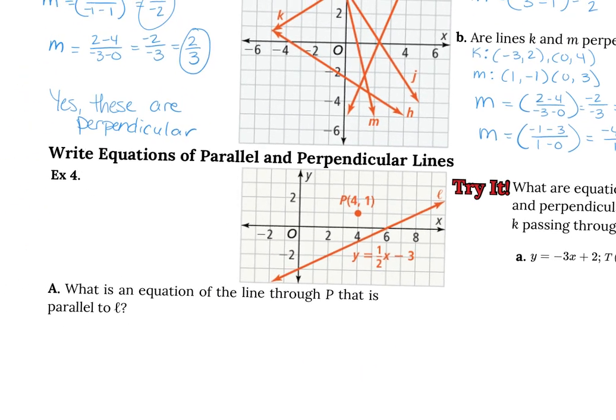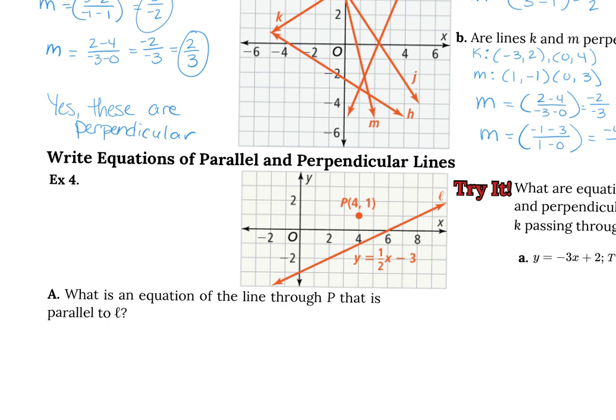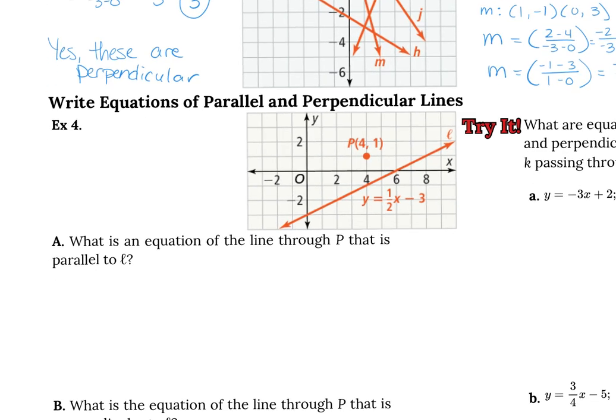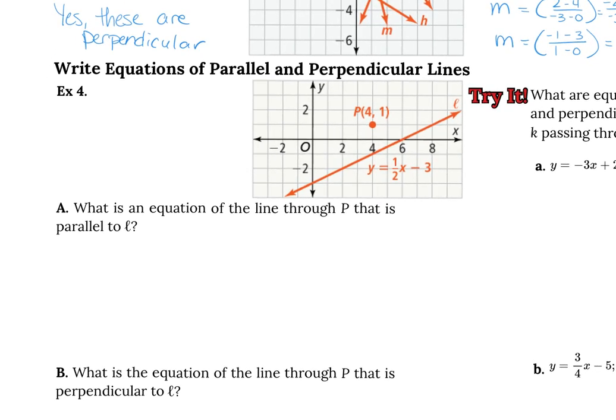All right, example 4, we want to write equations of parallel and perpendicular lines. They're asking us for the equation of the line that goes through P that is parallel to line L. So if it needs to be parallel, that means we want the same slope. And we're using the point P, 4, 1. So I'm going to plug in y as 1.